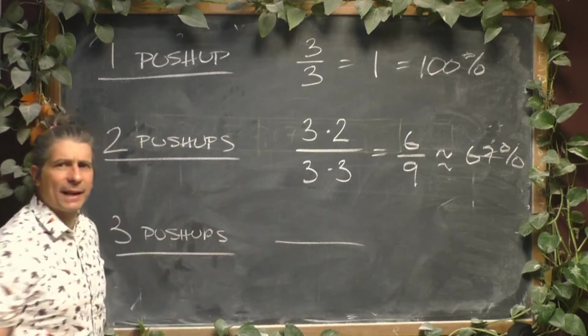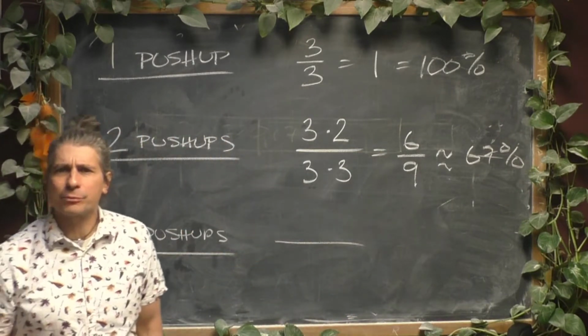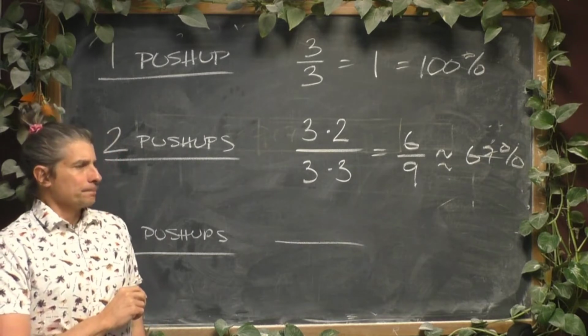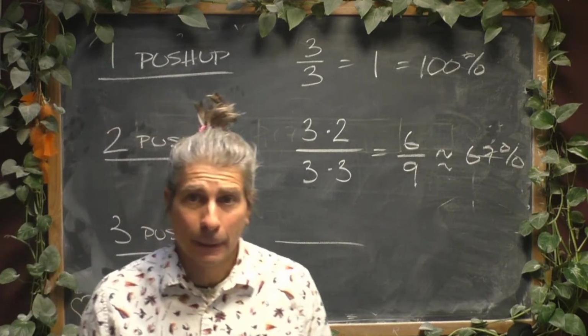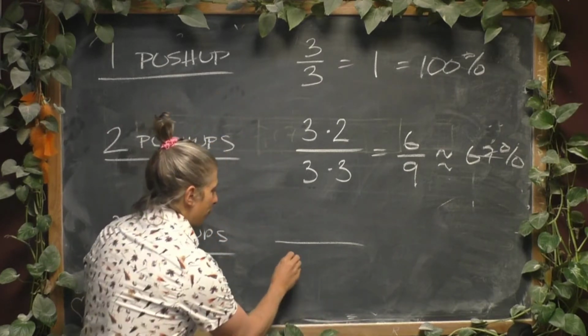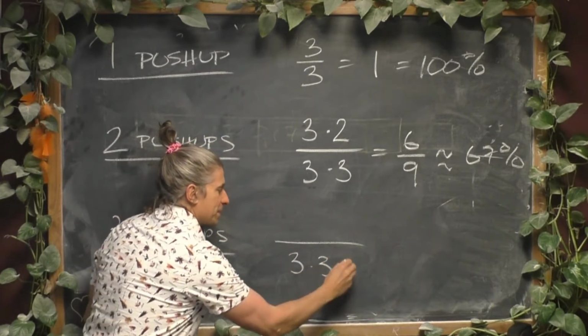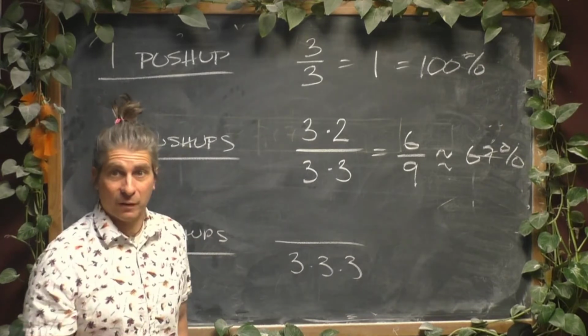Let's do the denominator again first. The denominator is going to be pretty straightforward here. The total number of ways to do 3 push-ups is going to be 3 choices for the first one, 3 choices for the second, and 3 choices for the third. That's 27.